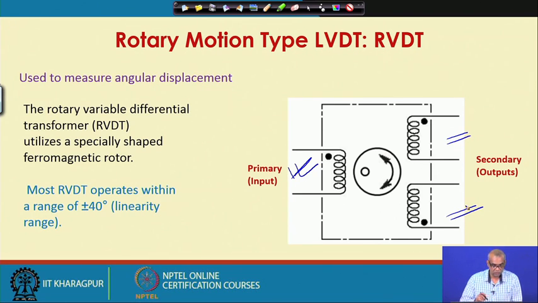Now, this core is a specially shaped ferromagnetic rotor which may be connected to the object which shows rotary motion. So, the angular displacement can be measured. The object which is in an angular motion will be connected to this specially shaped ferromagnetic rotor, and the rest of the working is similar to a linear variable differential transformer.